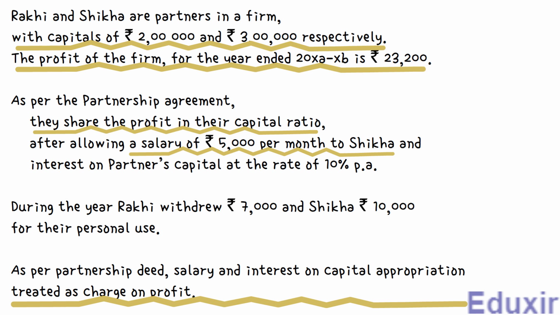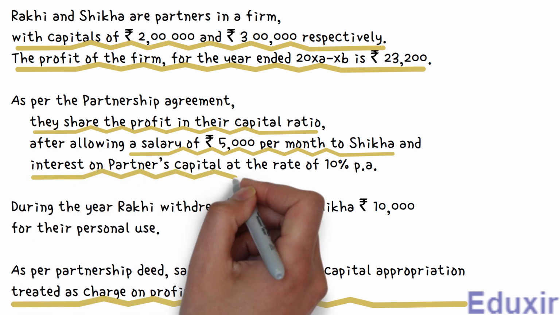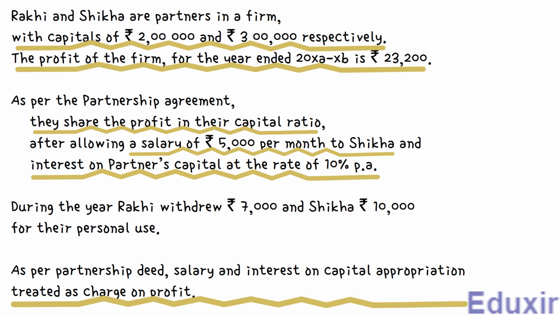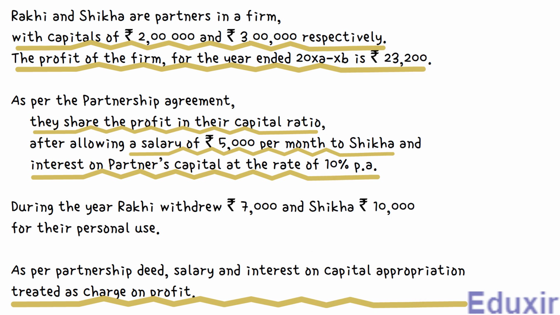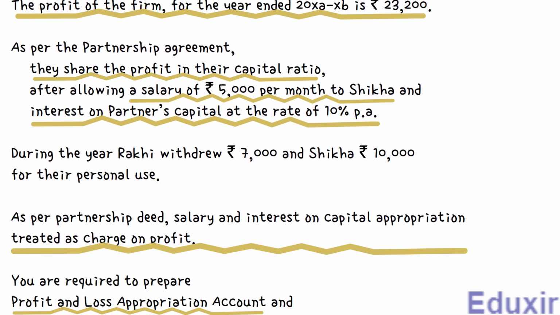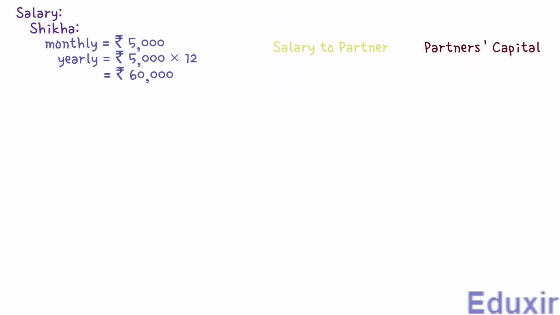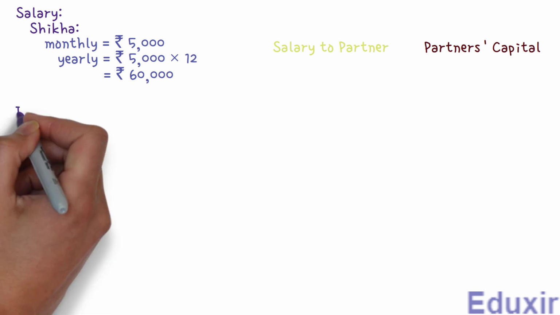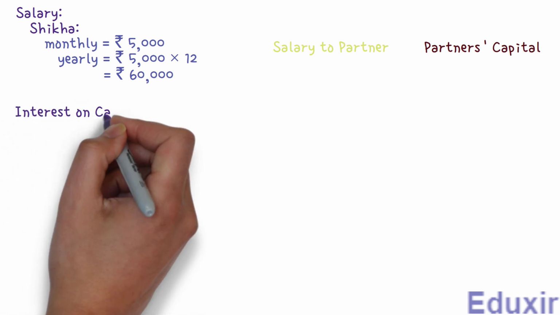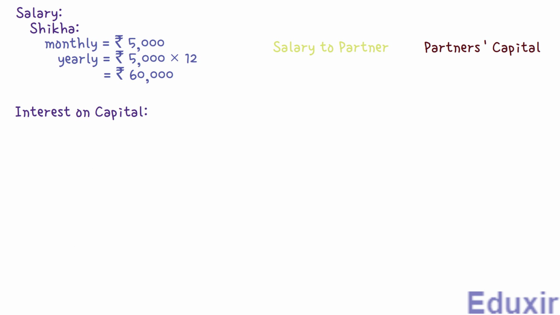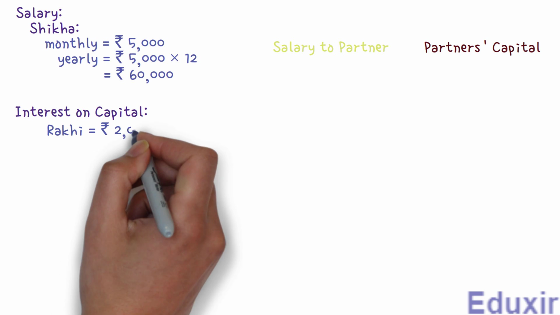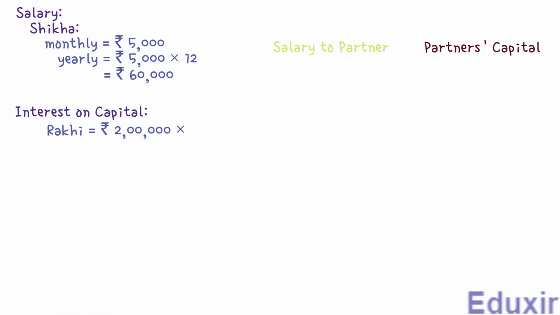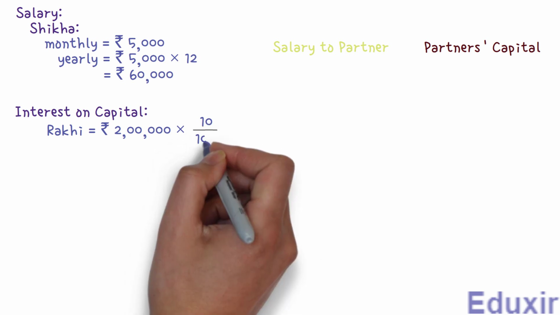The next statement in the problem is regarding the 10% per annum interest on their capital. Just to remind you, their capitals are 2 lakh rupees and 3 lakh rupees. On this capital, we have to calculate the interest. So, in the working notes, let's first write the header interest on capital. Now, the interest on capital for the partner Rakhi will be her capital amount of 2 lakh rupees multiplied with the rate of interest on capital, which is 10 upon 100.